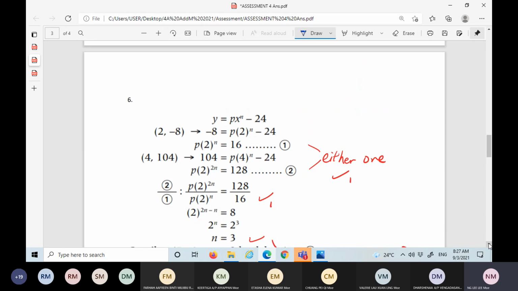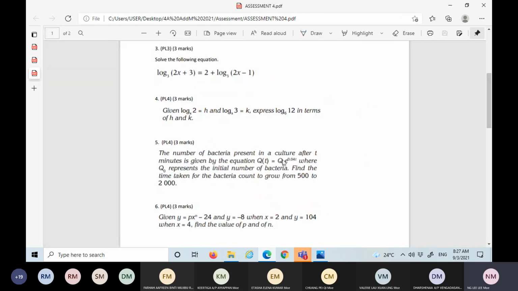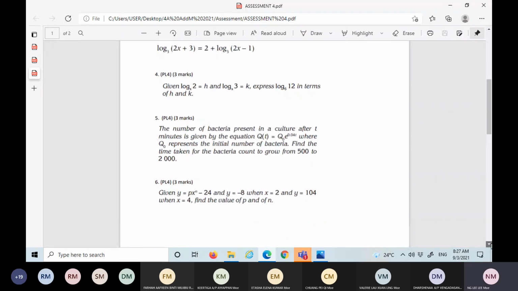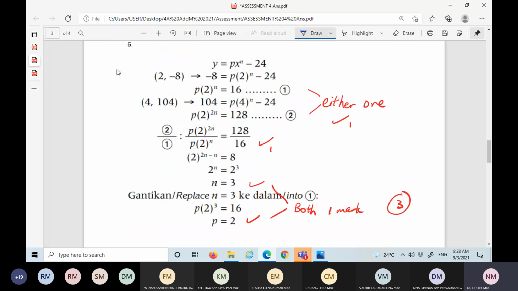Then number 6. We go to number 6. Okay, this is number 6. They give you these equations. Then they give you 2 sets of information. So from the 2 sets of information, when you substitute in, you have 2 equations. So let's see the answer. We start with this. This is the equation given. So this is the first set of the question, 2, -8. When you substitute in, this is what you should get.